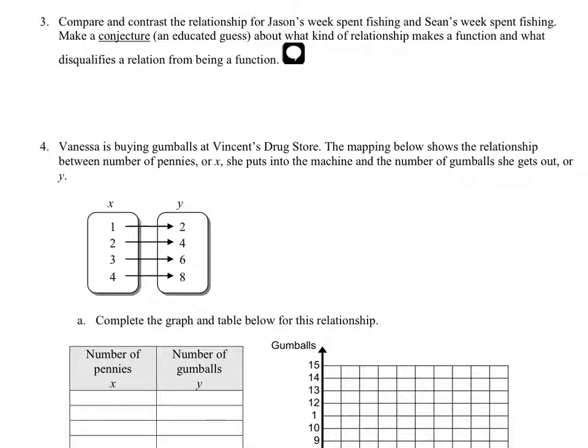Make a conjecture, which is just a sentence, about what kind of relationship makes a function and what kind disqualifies a relation from being a function. So we have to be able to predict exactly what will happen to something if it happens again. For example, if Jason fishes for 3 hours, it appears that we know what would happen, because there's a function. Because it is functioning.